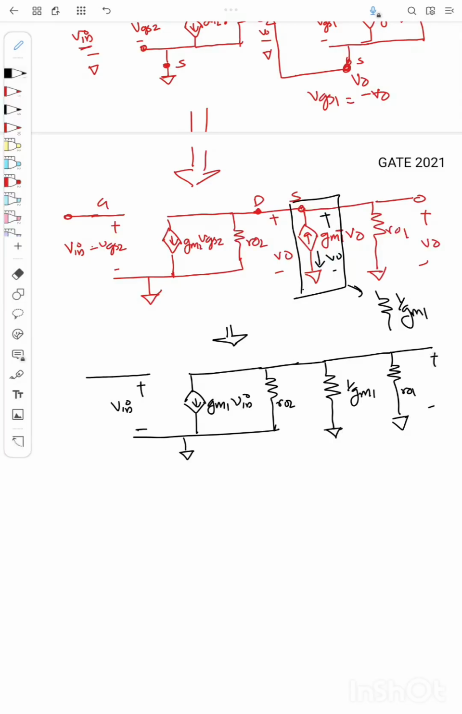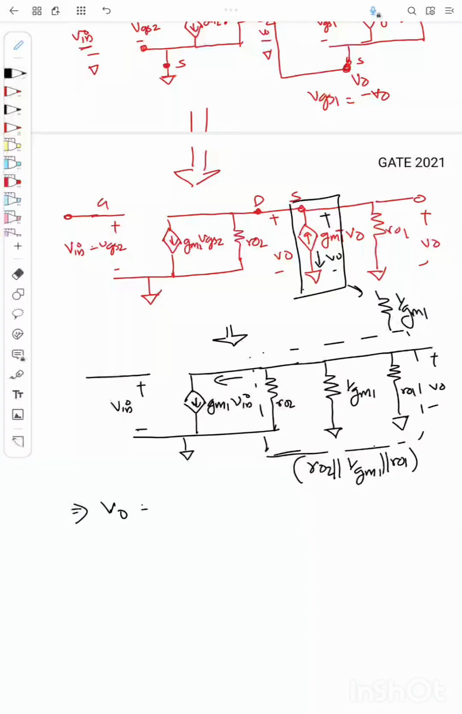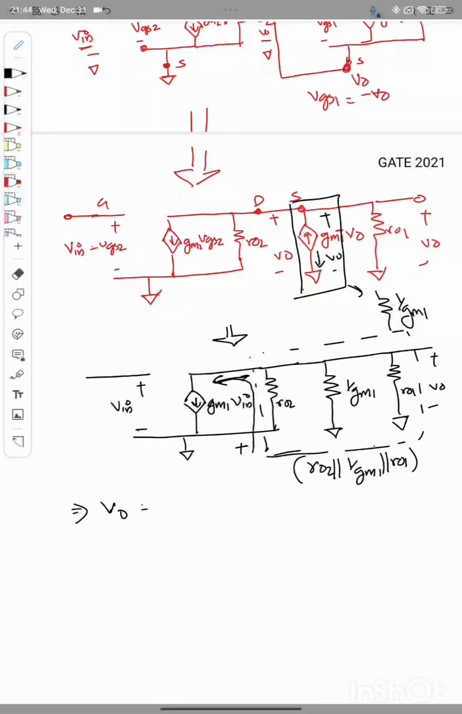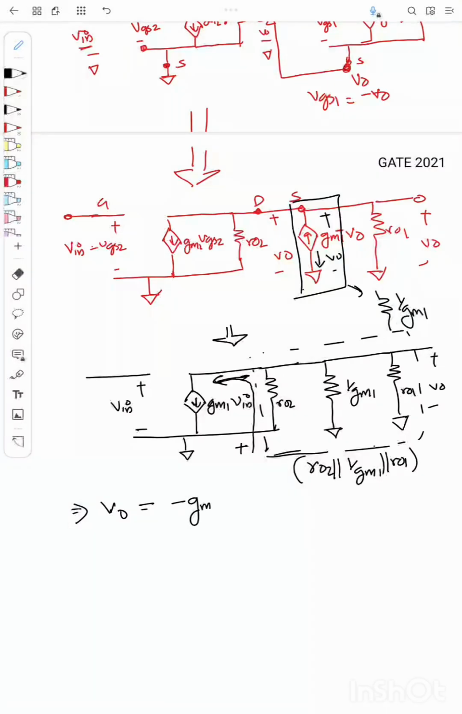So the voltage across this is V0. From the circuit it is very clear that these resistances are in parallel. So the net resistance is R0 2 parallel 1 by GM1 parallel R0 1. And this current is flowing through this parallel resistance. So what is V0 here? Since current is flowing like this, the voltage drop will be plus minus like this. So V0 will be equal to minus GM1 V in into this resistance.